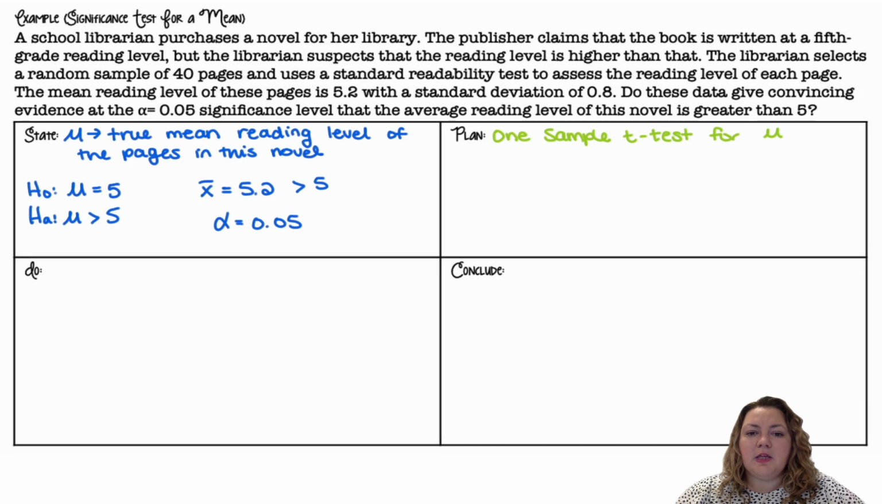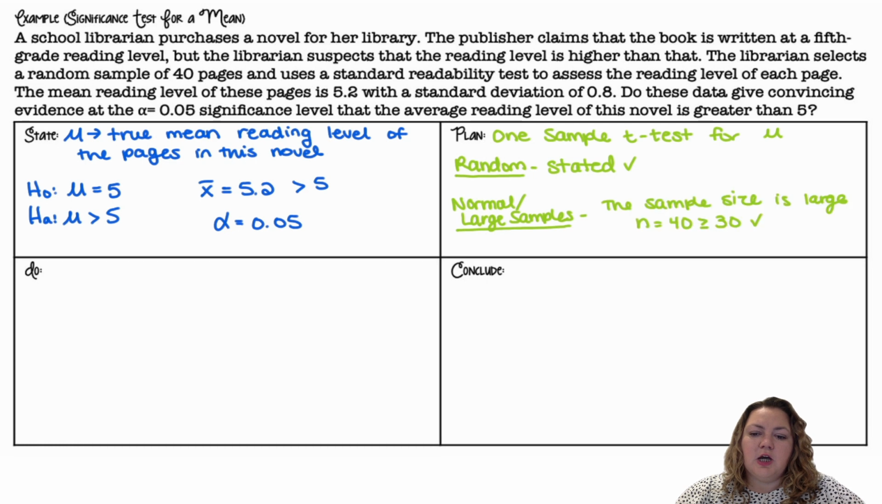All right, plan. The procedure we're doing is a one sample t-test for mu. Your calculator just calls it a t-test. We need to check the conditions. Random: it said that it was a random sample of 40 pages, so that was stated. And then the normal large sample condition: my sample size is 40, which is greater than or equal to 30, so by the central limit theorem, that is large enough. My sample mean, X bar, is 5.2. My sample standard deviation is 0.8. I'm pulling that from the information that was given. My degrees of freedom is the sample size minus 1, so 40 minus 1, which equals 39.